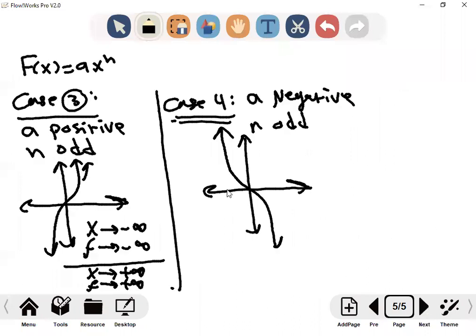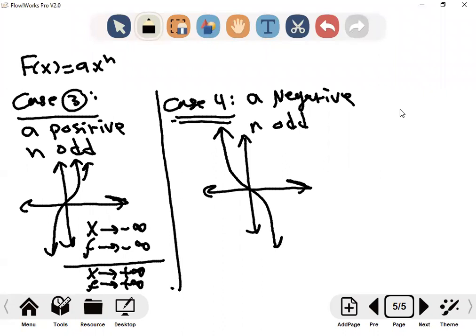And case 3 and 4, we talked about when n is odd. If A is positive, this is the end behavior, and if A is negative, we are in case 4. Here in case 4, if A is negative and n is odd, this is the graph. This is the graph for which function? For negative x power 3. This is the graph for the function x power 3. Got it? But it is a reference for us for any odd power.